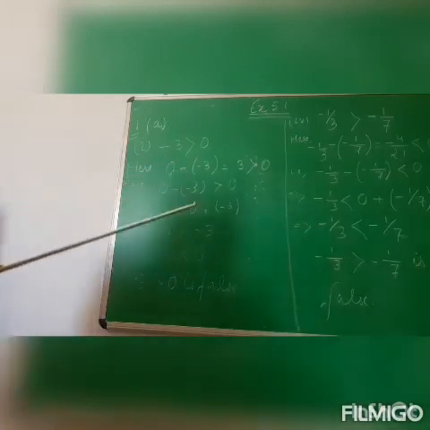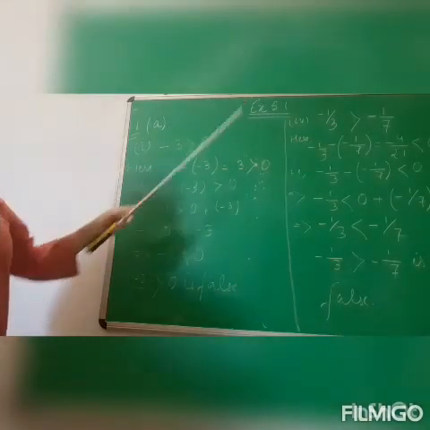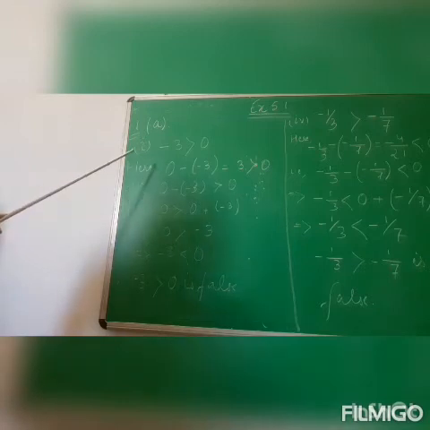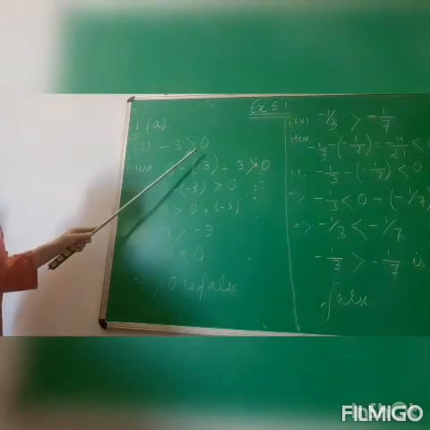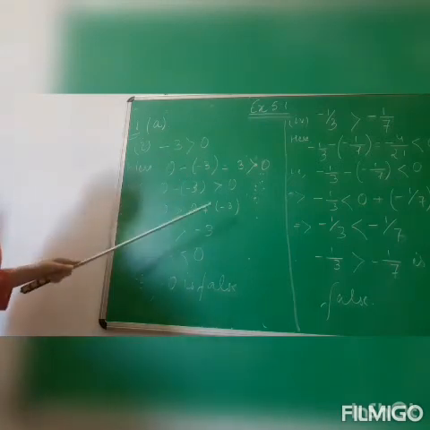So now after learning these properties and the theorems, we can proceed with the exercise. So we'll start with exercise 5.1, number 1, part A. See here, minus 3 is greater than 0. We have to state whether it is true or false.